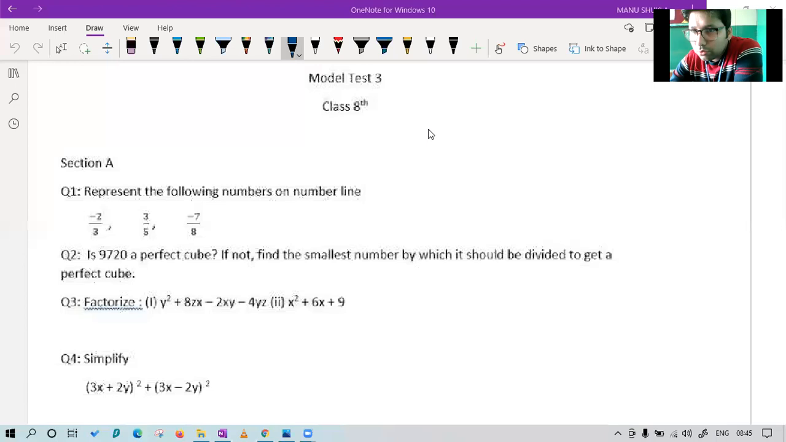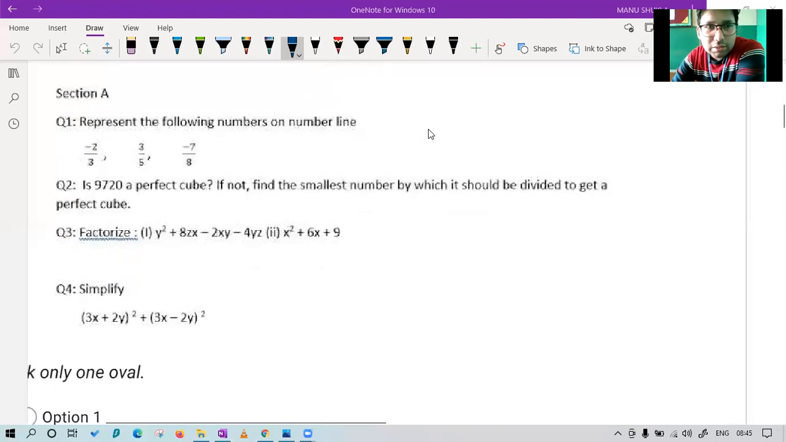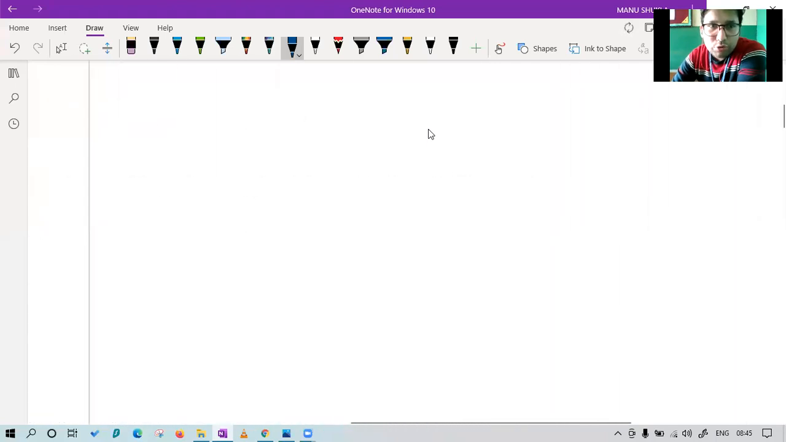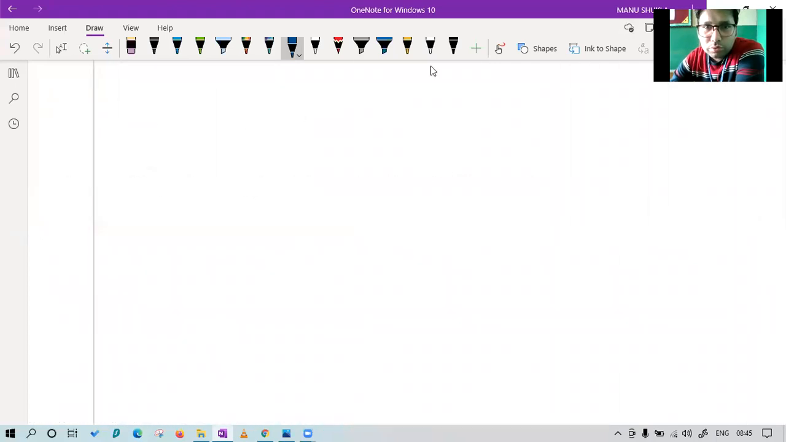Sir, we will draw a 0 to 1 line and divide it. Very good, Harshul. Let's see, class. We have to represent the following numbers on the number line. The first number is minus 2 by 3. If you remember, to locate minus 2 by 3 on the number line, we have to find which integer is just larger than minus 2 by 3 and which integer is just lower than minus 2 by 3.